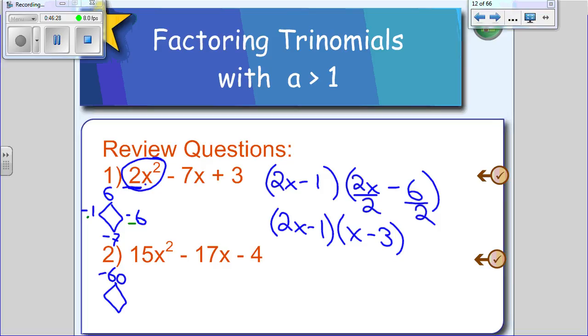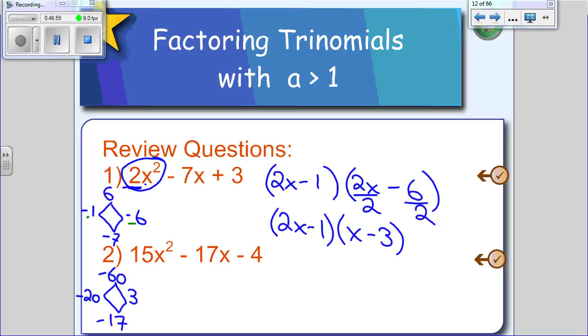If you're not strong at this, make a chart for things that multiply to be negative 60. Things that multiply to be negative 60 and add to be negative 17 can be negative 20 and 3. What if you go 20 and negative 3? 20 and negative 3 doesn't add to be negative 17. Right? So you always want to check your signs. And that's pretty common. People would make that mistake. You just always check your signs.